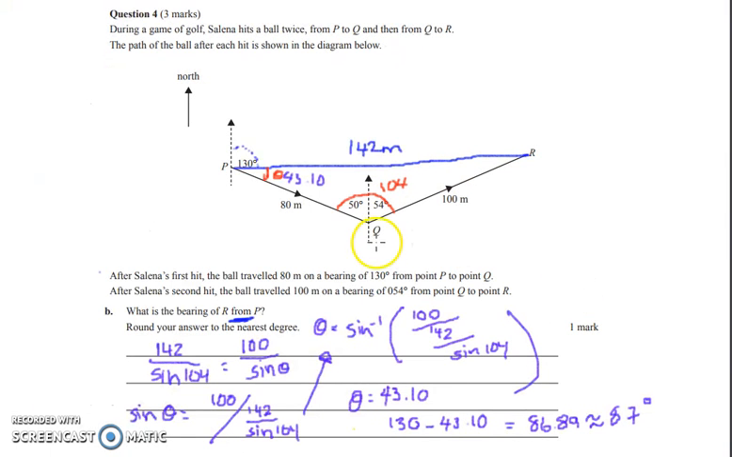Hopefully this has helped you trying to find bearings, and this keyword is from. So if we're going R from P, we're looking at R from P, so the P is where the bearing is at.